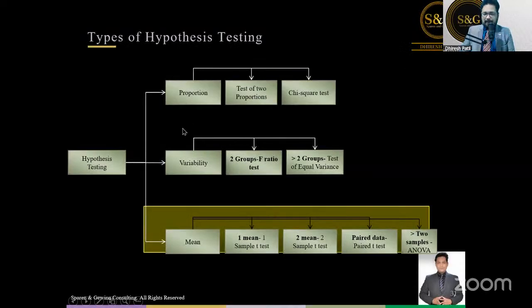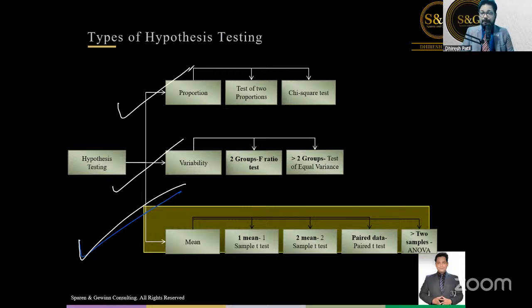If you remember this one I was talking about, there are three types of hypothesis testing we have seen. The first is the hypothesis testing of the mean, which is the average, the central tendency. The second is the hypothesis testing of the variability. And the third is the hypothesis testing for the proportion.